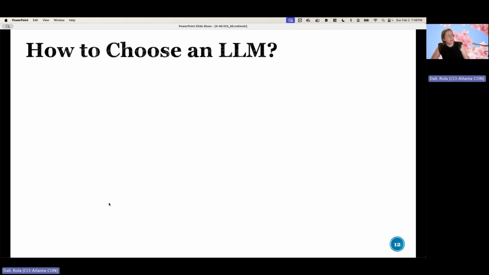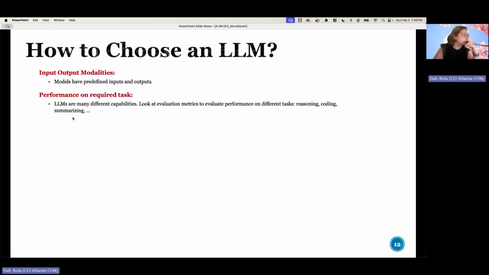Okay, how to choose an LLM. One easy way to constrain your options is looking at the input and output modalities. There are some models that take text input and output text. There are some models that take text to image, image to text, videos, and so on. You need to understand what is going into the model and what is coming out, and that already reduces your pool of models.